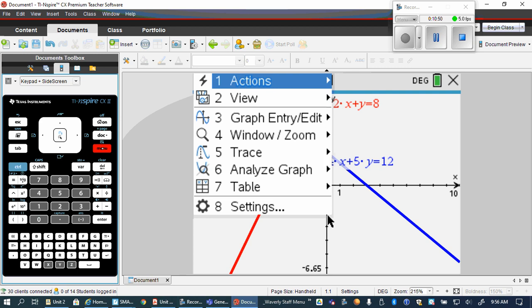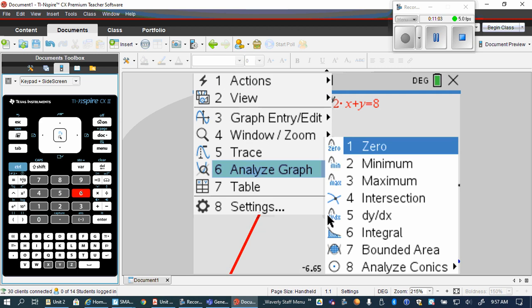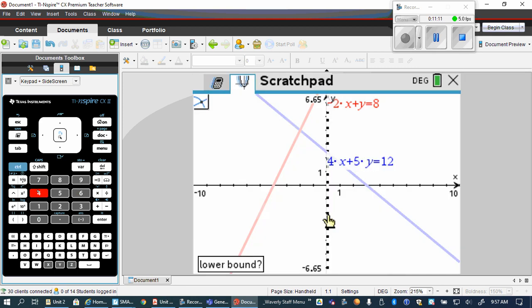So hit the menu button, okay? Do you see any option here that might help us? Analyze graph. How about analyze graph? Number 6. Intersection 4. There's a whole bunch of stuff here, isn't there? Intersection is what we want. Now, here's what happens. You see that? Do you see this dotted line? And you've got your touchpad, right?